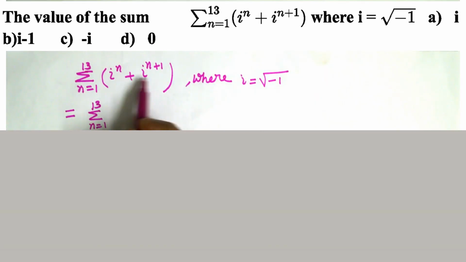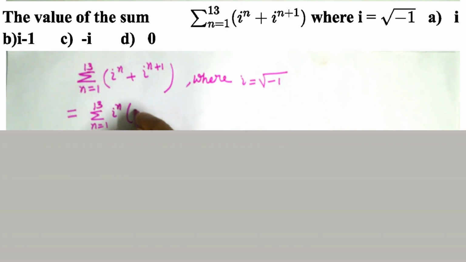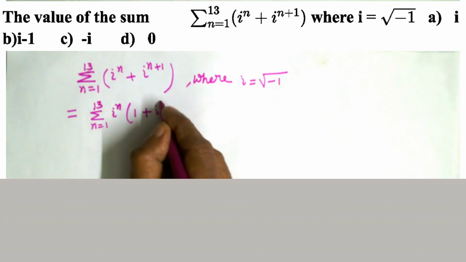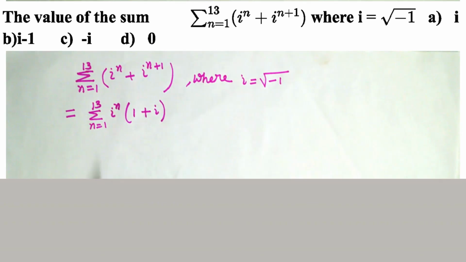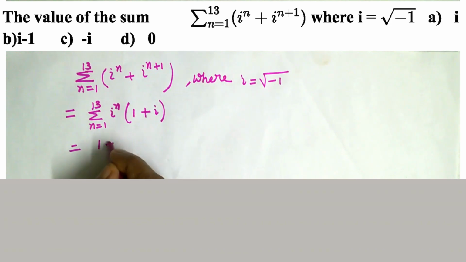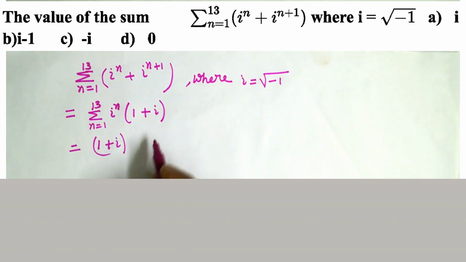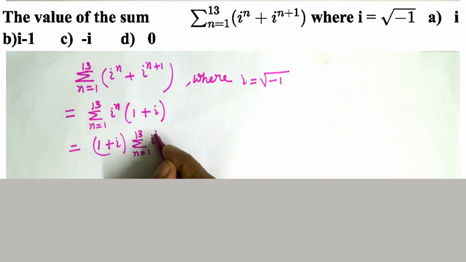Here, in these two terms, i to the power n is common. So, i to the power n, taking out common, within bracket 1 plus obviously i. See, within the bracketed expression 1 plus i, there is no n. So, we can take out 1 plus i outside of the summation symbol. So, this will be summation n is equal to 1 to 13 i to the power n.